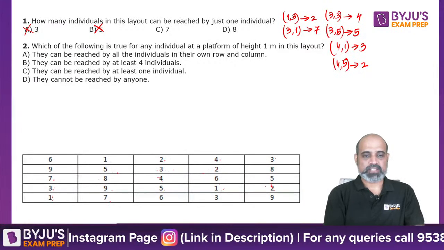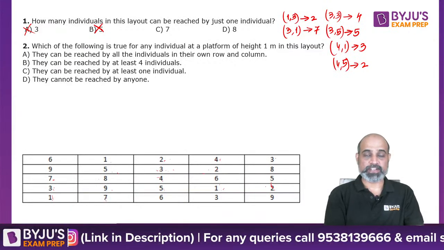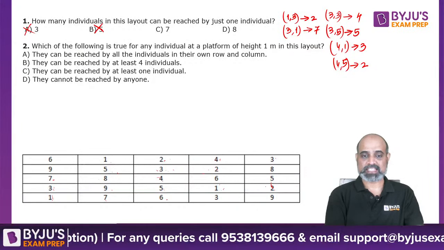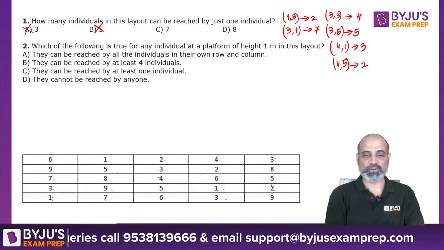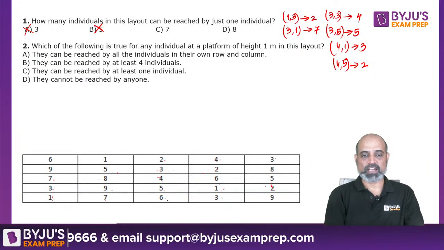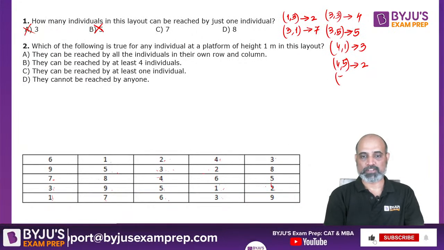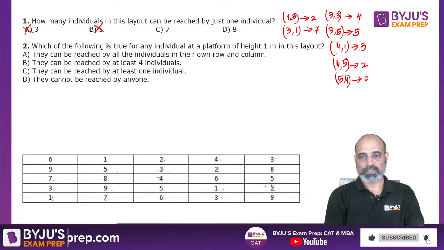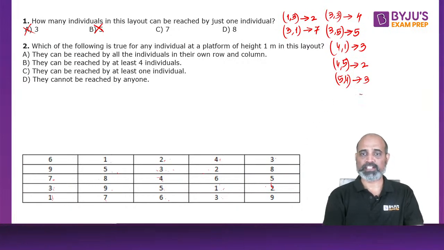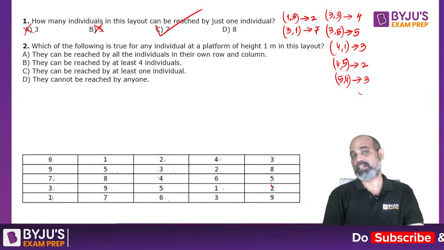1 can't be reached. 7 can be reached from 1 as well as 6. Ignoring it. 6 can be reached by 5 as well as 3. Ignoring it. 3 can be reached by 1, not by 6 or 9. So we get our fifth row, fourth column, which is 3. 9 again can be reached by both of them, 2 and 3. So we get a total of 7 such individuals who can be reached by exactly one individual.